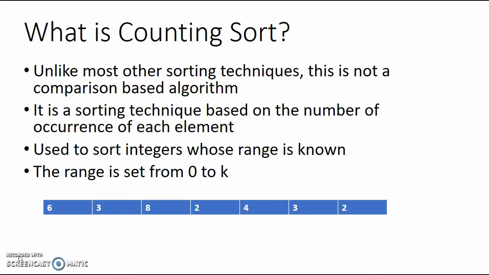Consider this array with integers 6, 3, 8, 2, 4, 3, 2. Here the number of elements is 7, therefore n is 7, and 8 is the maximum value in this array, therefore k is 8.